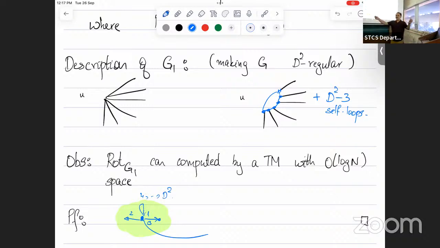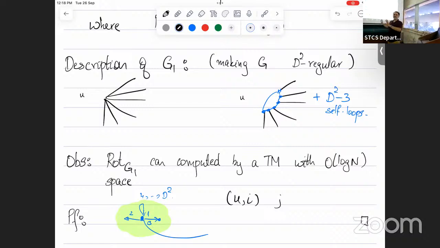So now when someone writes a certain thing on the tape and tells me you are at u comma i, so basically your input is u comma i, and I want, let's say, the jth neighbor. If j was equal to 1, you just return u comma i plus 1. If j was equal to 2, you return u comma i minus 1. If j was 4 all the way till d squared, you just return u comma i again. But if j was equal to 3, now you look at what was the ith neighbor of u in the original graph, and then return that.